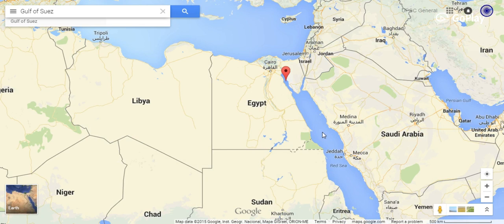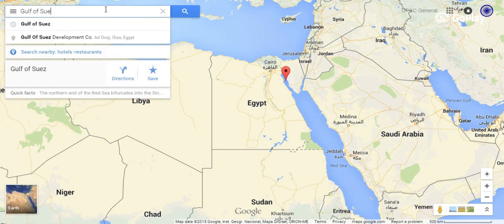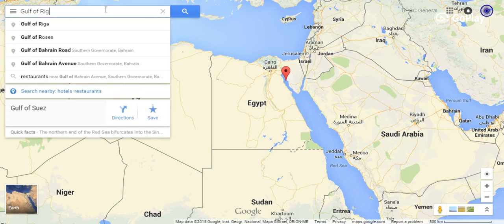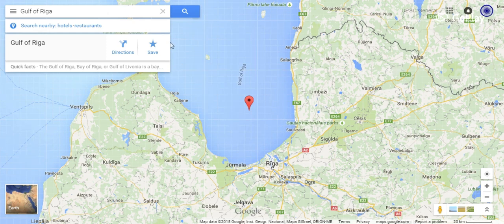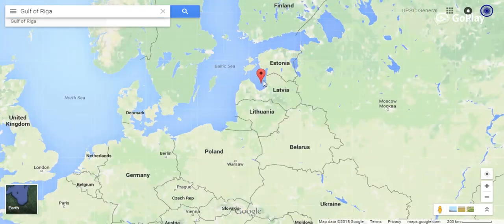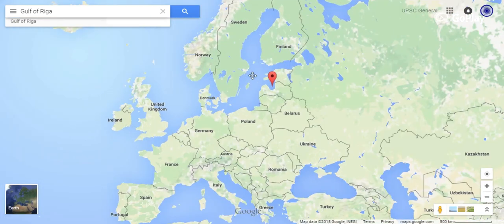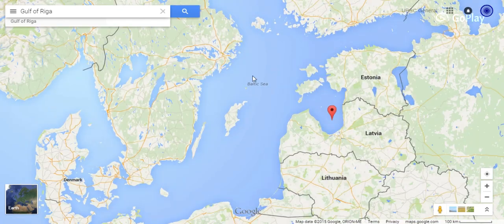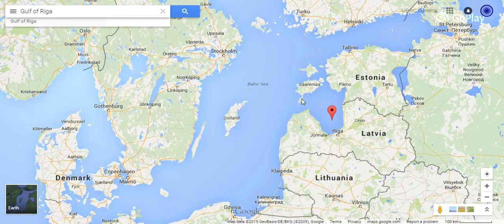Next, let's look at the Gulf of Riga, and it is present near Latvia and Estonia. This Gulf of Riga is a bay of the Baltic Sea, and it is present between Latvia and Estonia. Estonia is in the north and Latvia is in the south.